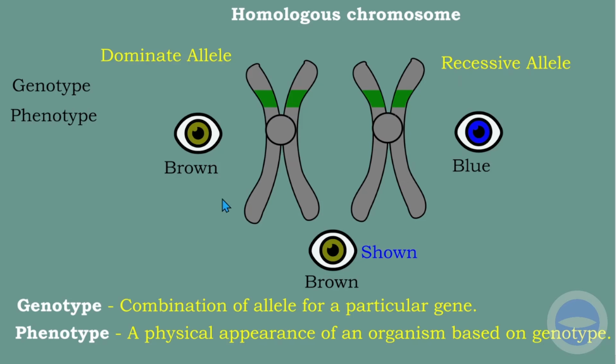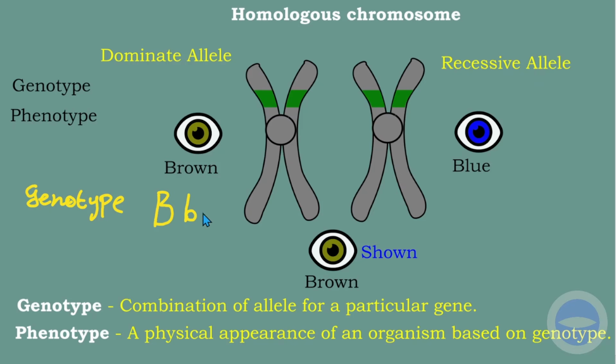If we have to write the genotype of this particular individual, for genotype we will write B. Because we started with the dominating allele, we write capital B for the dominating allele. But for the recessive one, we will write a small letter b.